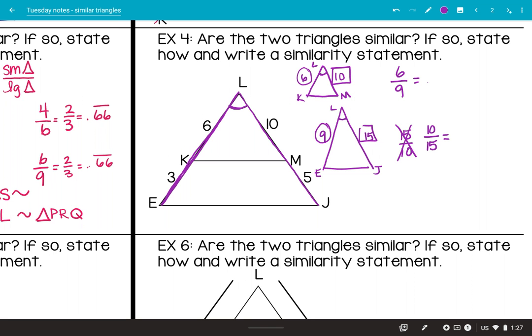And this time I'm going to go as a decimal. And 10 divided by 15 is 0.6. So these are side angle side.